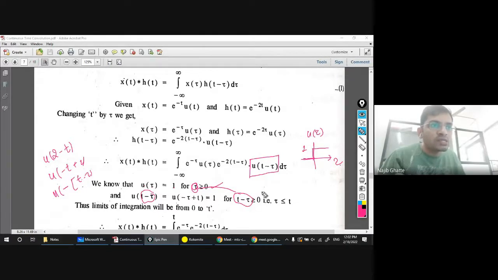So now, t minus tau is greater than equal to 0. Fine. So I can write minus tau greater than equal to 0 minus t. Do you agree to this? What I did over here? यहाँ पे plus t था, वहाँ पे t हो गया. ठीक है. मेरे minus tau greater than equal to minus of t.